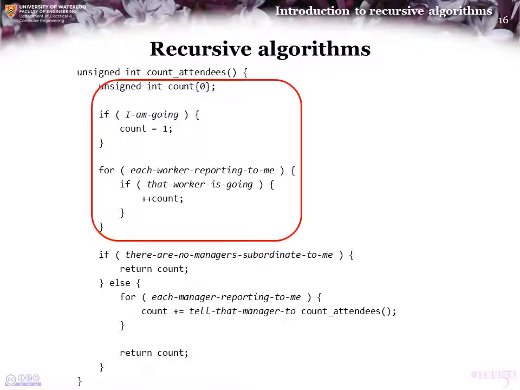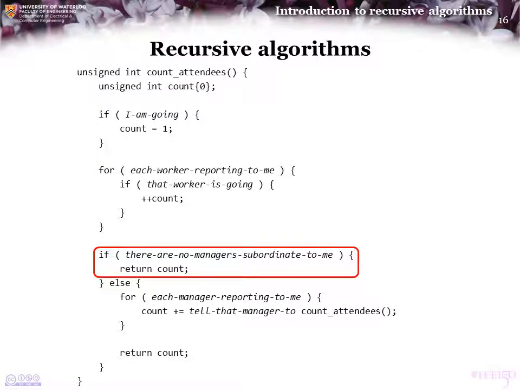We start by having a local variable count that is 0, and then first the manager determines whether or not that manager's self is going. If so, increment the count by 1, and then the manager must discuss this with every single worker that reports directly to that manager. If that worker is going, and the worker confirms, then the count will be incremented.